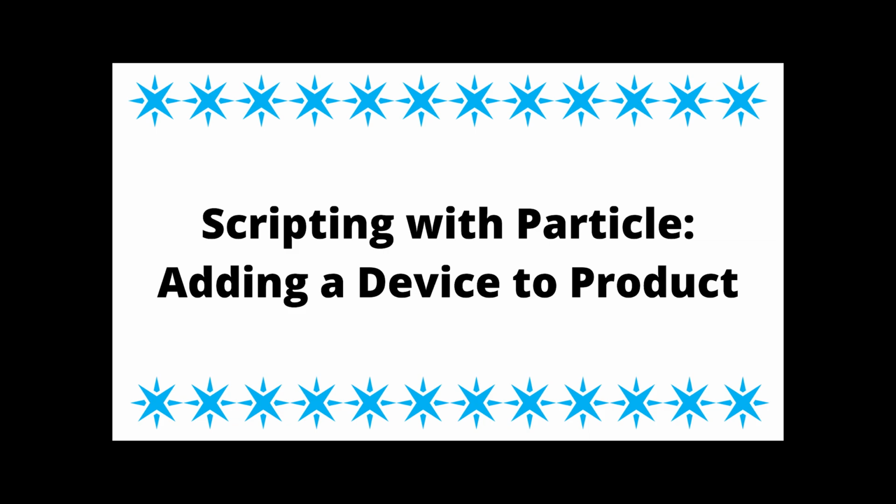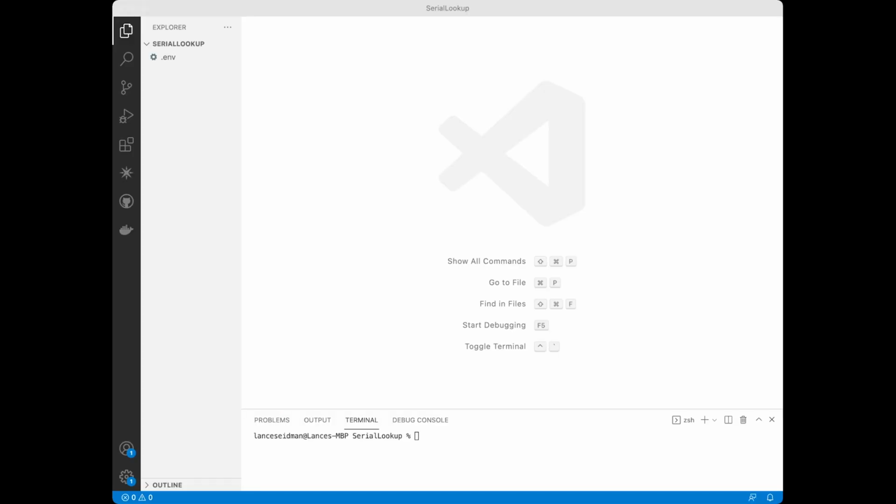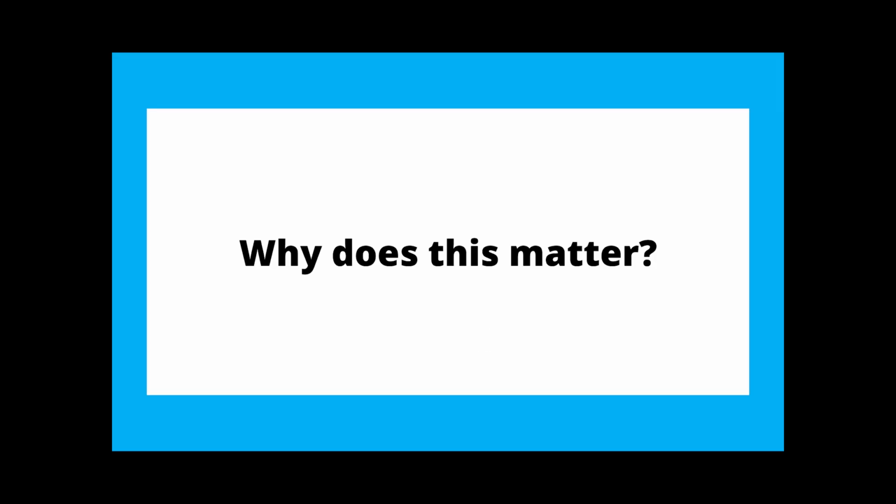Today in Scripting with Particle, we're going to learn to do a very basic thing. And what is that? Well, we're going to use the Particle Cloud API to take a single device, put it in a specific product, and give it a name. Sound easy enough? Great. Now, let's just quickly, while we're doing this, talk about why we're doing this.